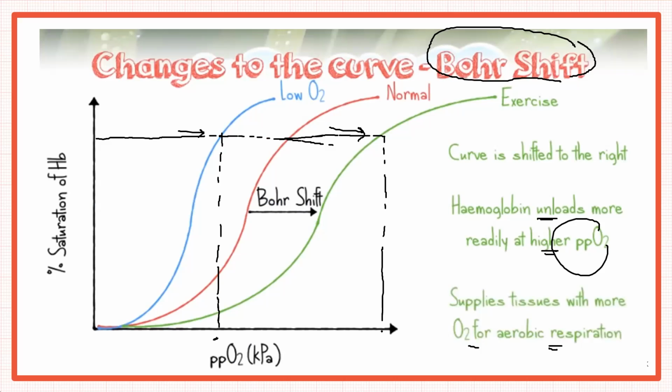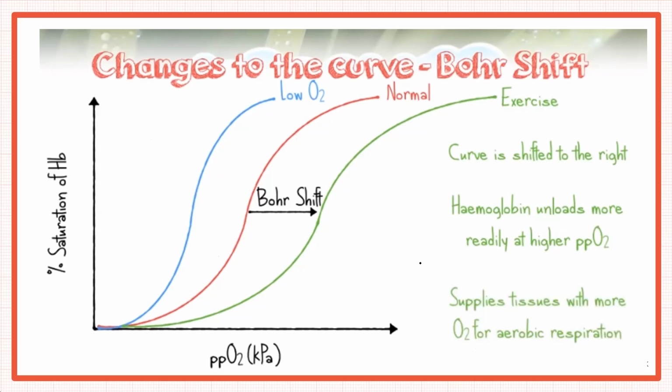So what is basically happening here is that even when the partial pressure of oxygen is high, what we notice is the affinity is lower, because it will unload more oxygen now. Why is it unloading? Because there is more carbon dioxide in these respiring cells.